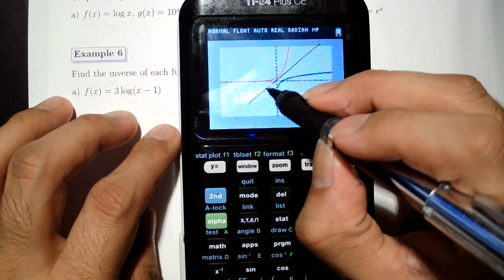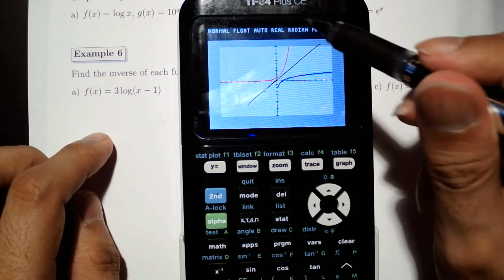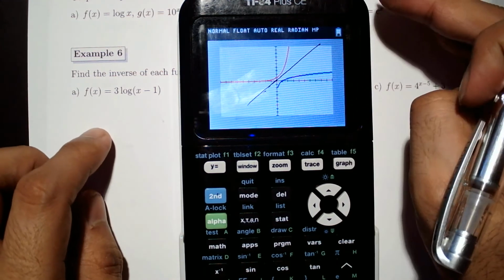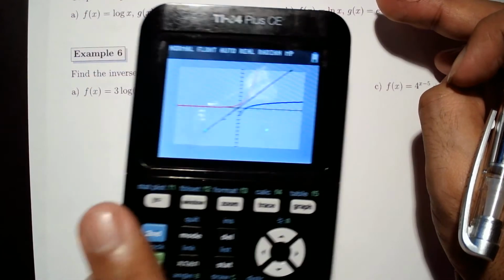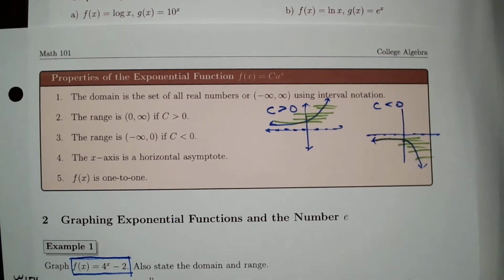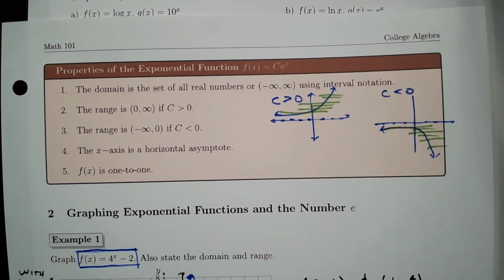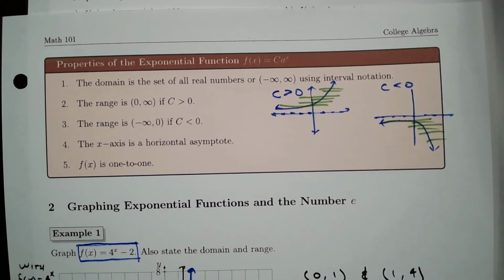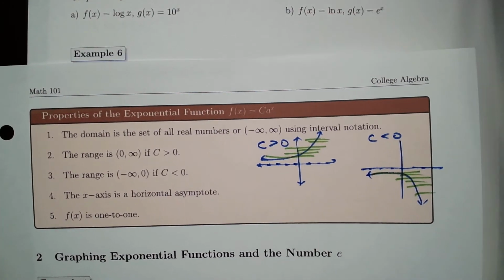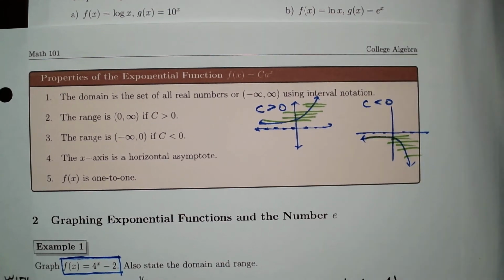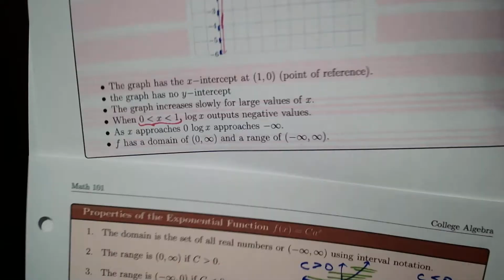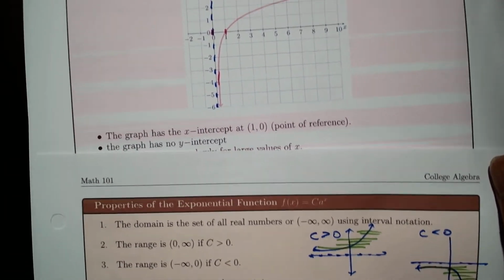We have these two graphs symmetric with respect to the diagonal line y equals x, right? So what are we concluding from here? Well, let's go back to the properties on page 2 of section 6.3, exponential functions. If you compare the properties of both of these functions, let me put this together.